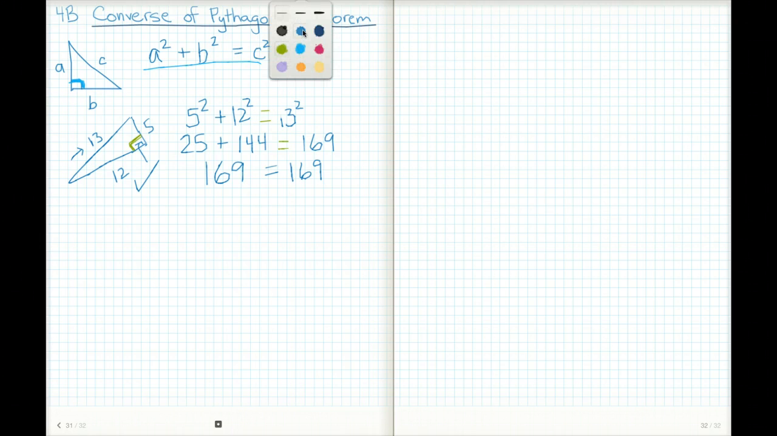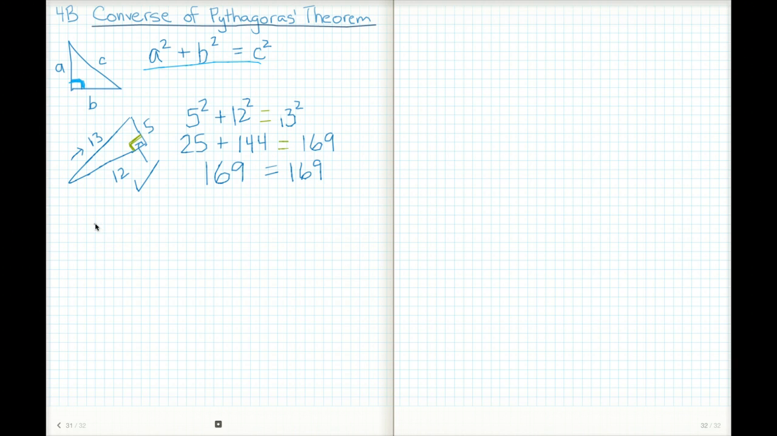So that's what you're doing in this section, is you're using Pythagoras' theorem to check whether angles are right angles or not. And remember, you always use the longest side as the hypotenuse. So when you're setting up your equations, put the longest side by itself and the other two legs squared on the other side. Let's do one more example.